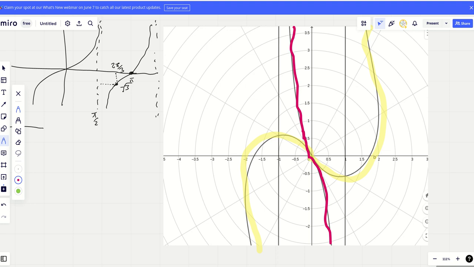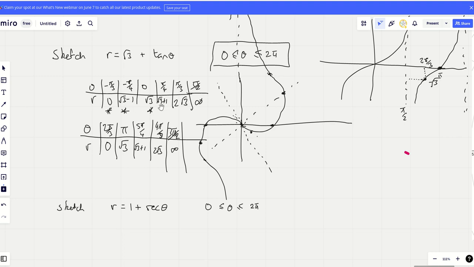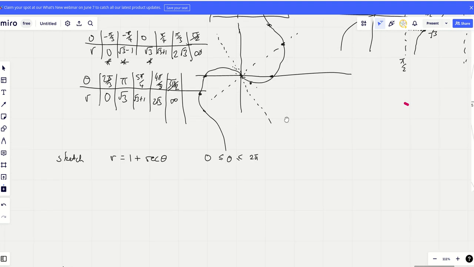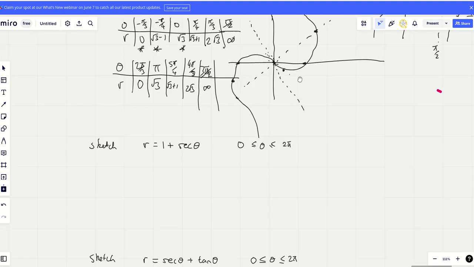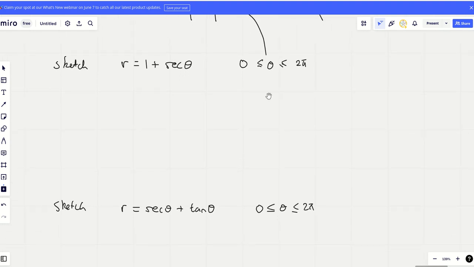Okay, so let's go on to the next one. I hope that shows you how to handle the cases where R is undefined. That's the main thing. When we get negative R values, that is a problem. But also when we get infinity. I think the one you asked about, Dylan, was R equals 1 plus sec theta. It's exactly the same kind of thing, really.